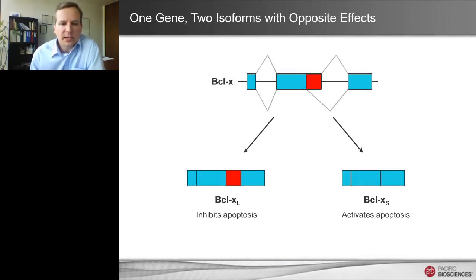Knowing about the splice isoforms is also important for understanding function. This is a very classic example of BCL-X, where you have one gene, and two different isoforms have opposite biological effects. So if this particular exon is retained, then this gene product inhibits apoptosis or inhibits cell death. If that particular exon is spliced out, the gene product has the exact opposite function in that it activates cell death.